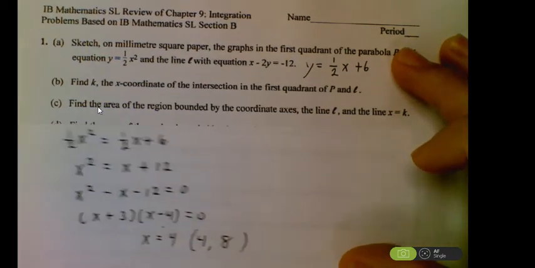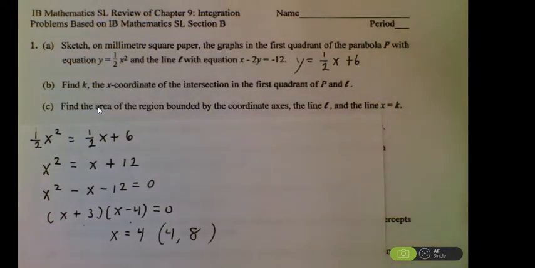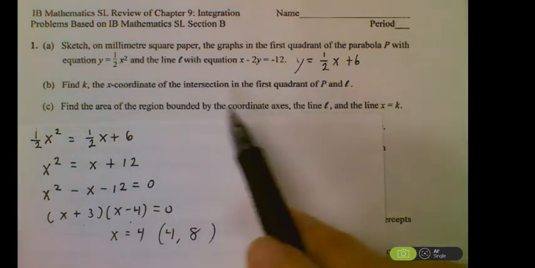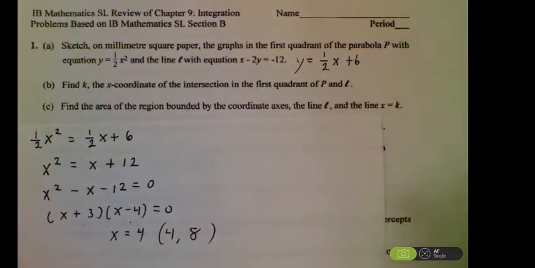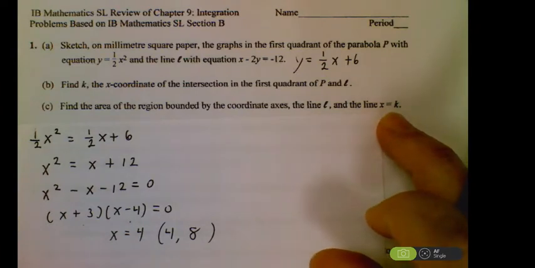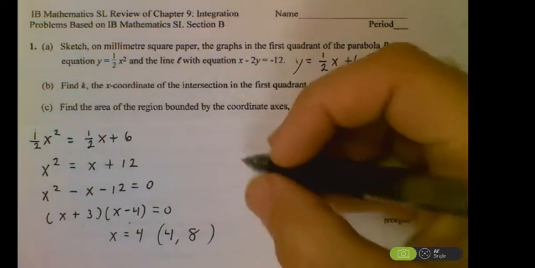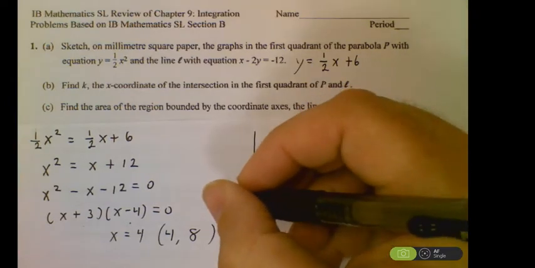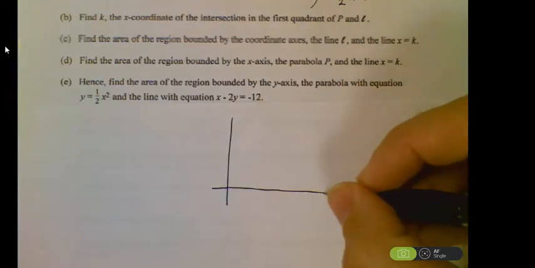Now, the area of the region bound by the coordinate axes, the line L and the line x equals K. So they're giving us some parameters here to find an area under a region. We always know that means an integral whenever we're doing an area bound by a region like this. It looks like in that last problem I went a little too far. I only needed that x was equal to 4, so x equals 4. Keep in mind what we have for this. Let me get a new sheet of paper here.